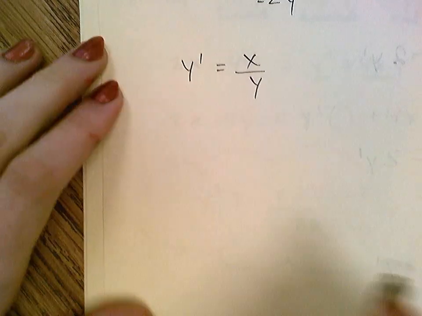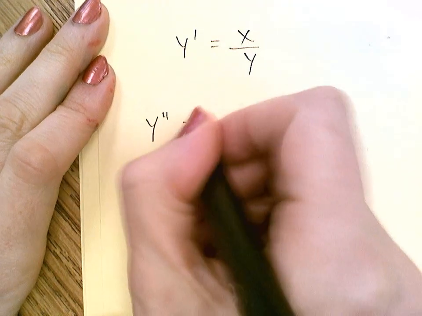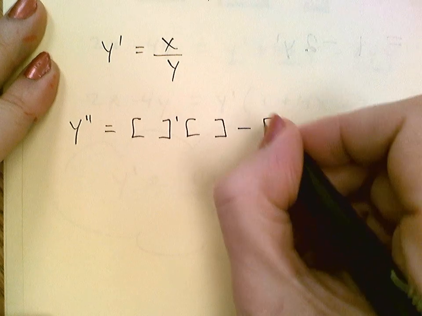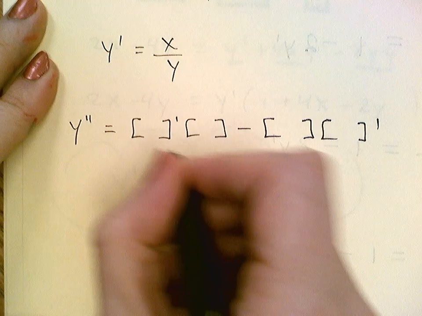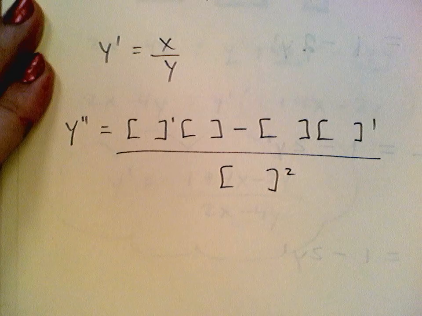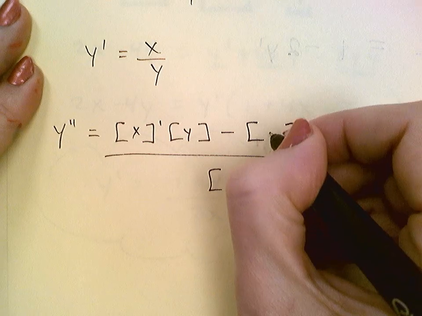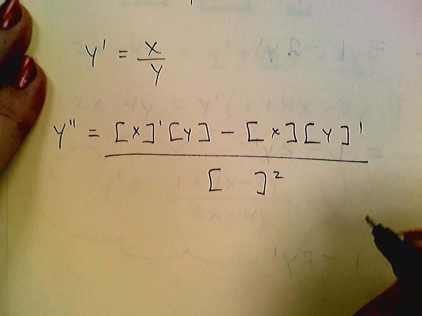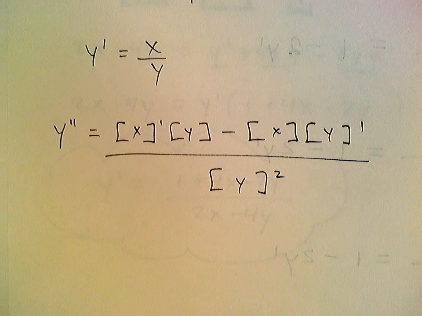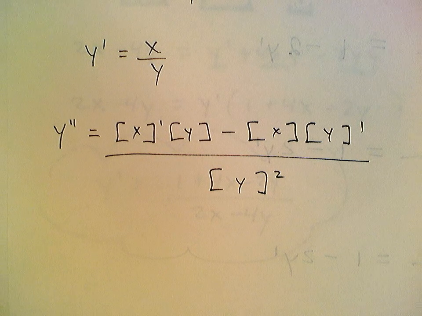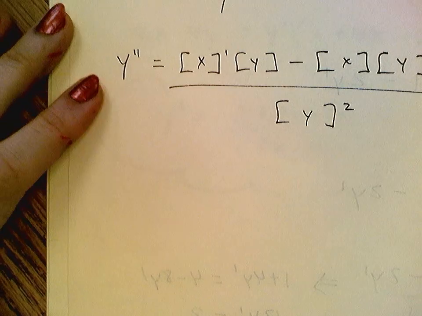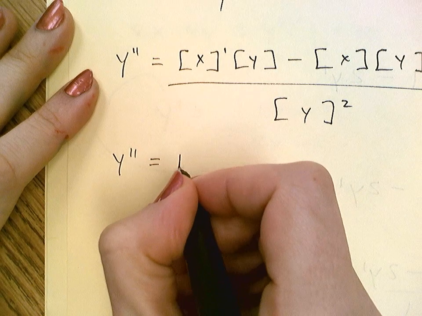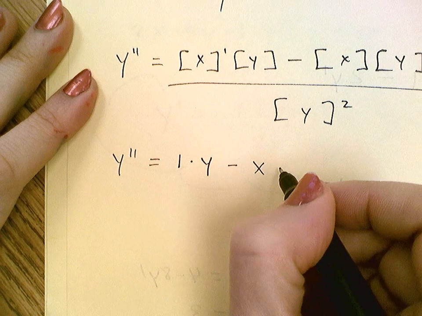So here's y prime, and now y double prime. I need the quotient rule. Minus, over that squared. A lot of times when you're finding y double prime, I've noticed you will end up having to use the quotient rule on the second derivative, because you'll get a fraction for the first derivative. So y double prime equals, that's 1 minus x.